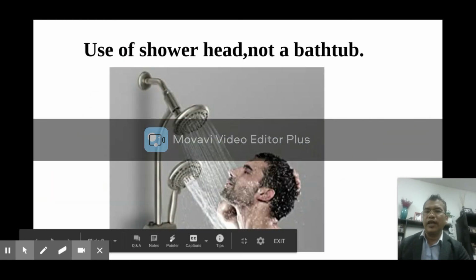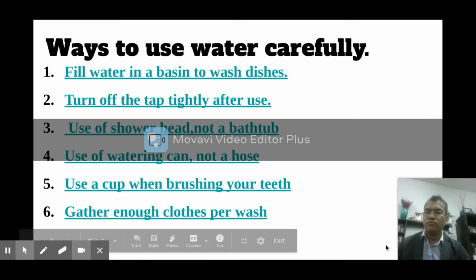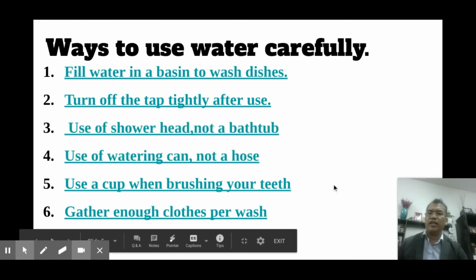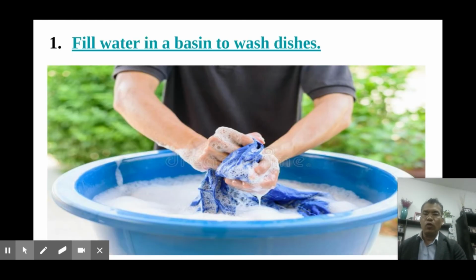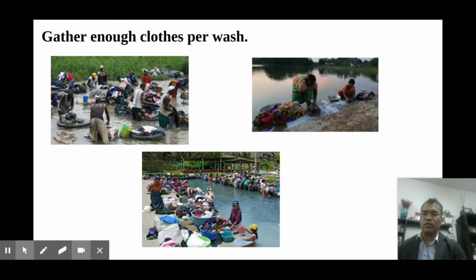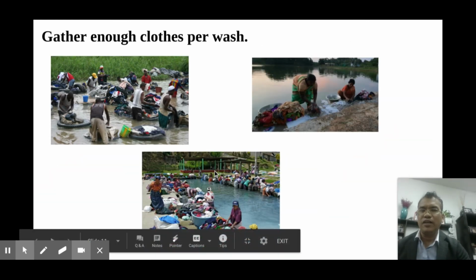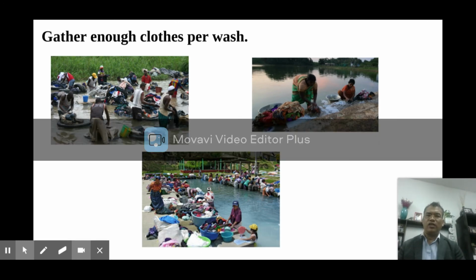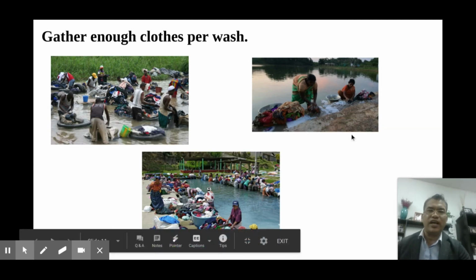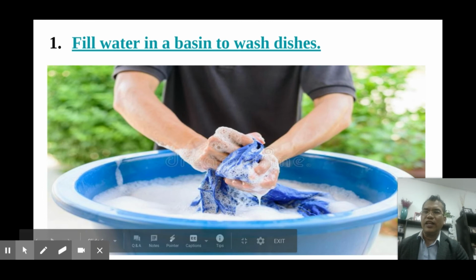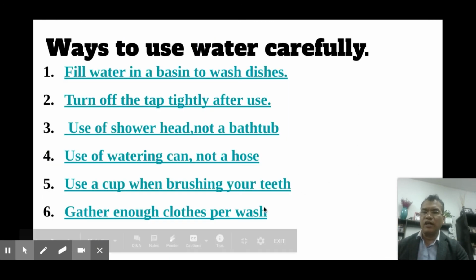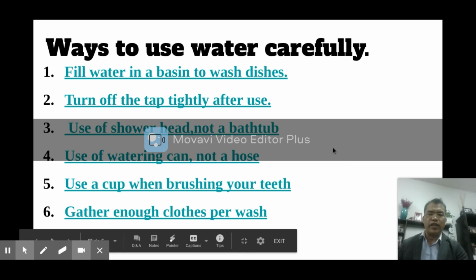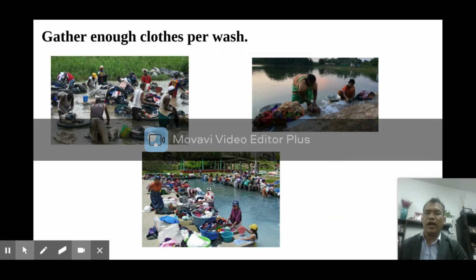So you save water. Okay, and then finally, the 6th, gather enough clothes per wash. Meaning, when you're washing clothes, bring lots of clothes at a time. Don't bring them one by one, little by little, so that you save water. That's interesting. Okay, these are in African countries and Indian countries maybe. So gather enough clothes to wash. Okay, so that's it.